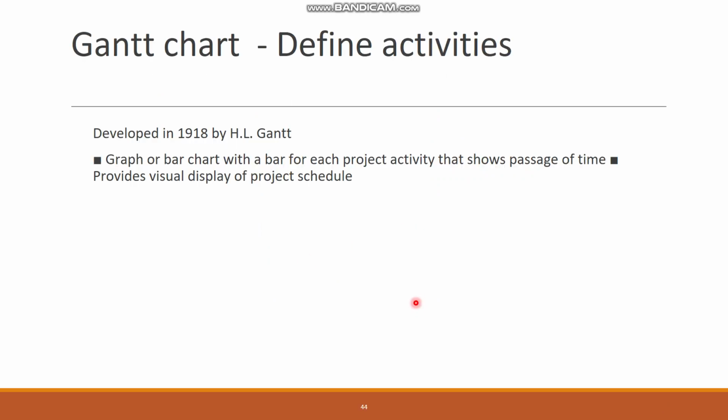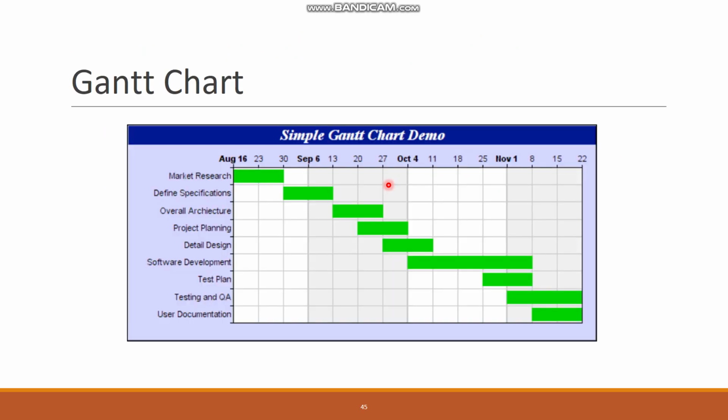We have Gantt chart. In Gantt chart, we have to define activities, a graph or bar chart with a bar for each project activity that shows passage of time. So it is basically a graphical form of the tabular data. So it is more appealing and more visually understandable. Normally, when you are discussing the timelines with your client and with the higher management, you focus on Gantt charts.